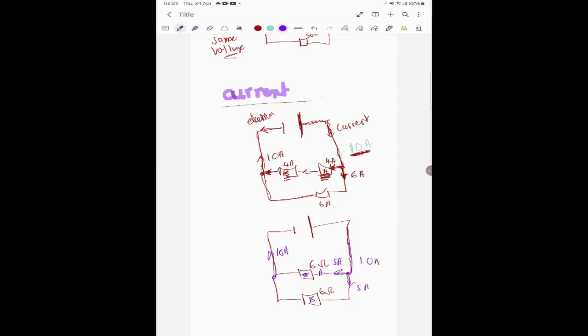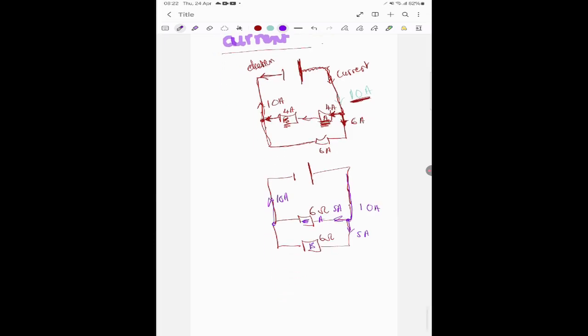So basically, what determines how the current splits? It's the resistance. However, it does not split equally. When does it split equally? When does the current split equally at a junction? It will only happen when the resistances are the same. So they have to be identical items. I hope that makes perfect sense to you.